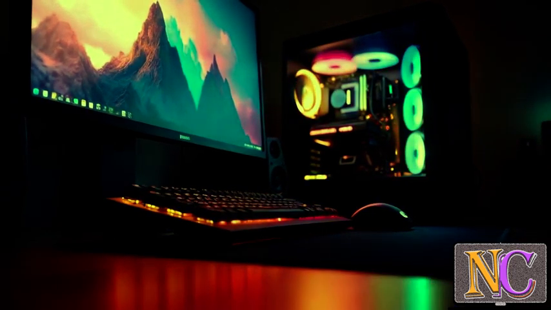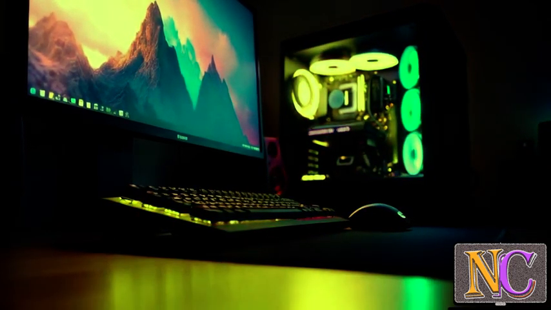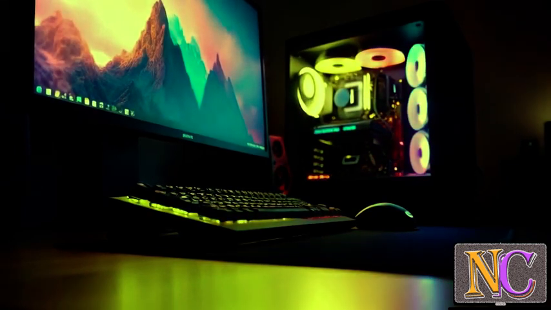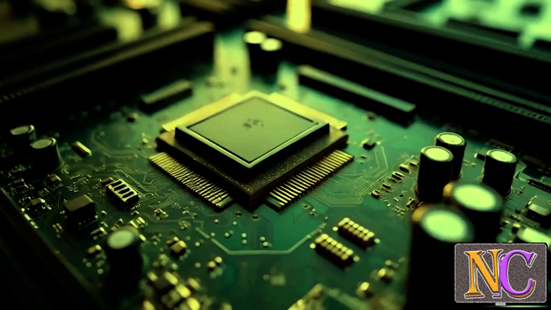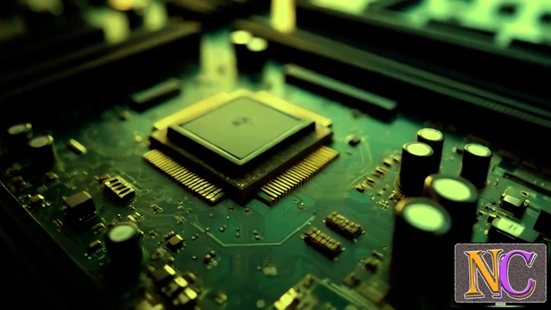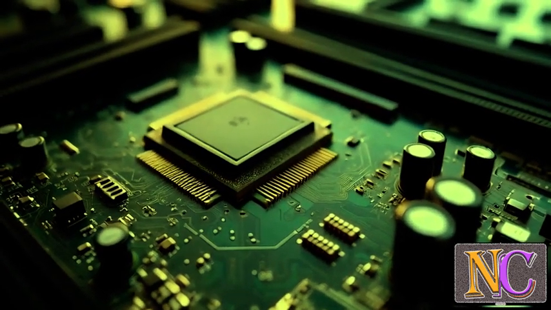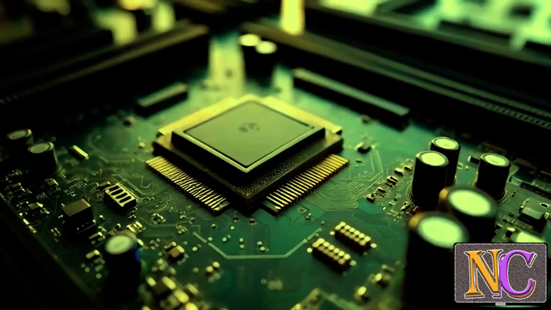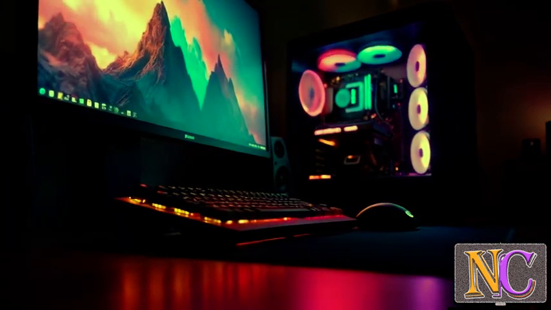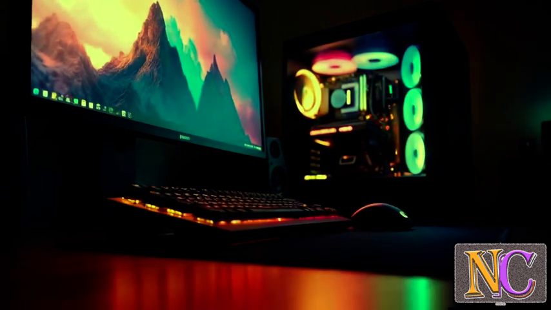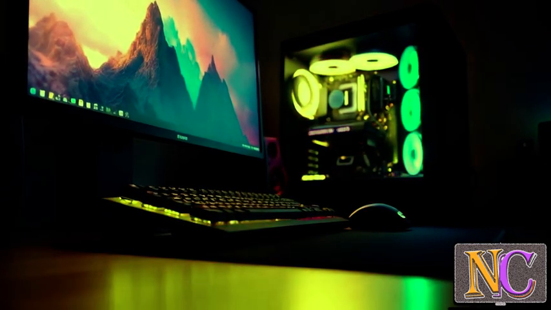The motherboard. The motherboard is the main circuit board of the computer, connecting all the different components and allowing them to communicate with each other. What is a motherboard? The motherboard is the central hub that connects the CPU, RAM, storage, and peripherals.